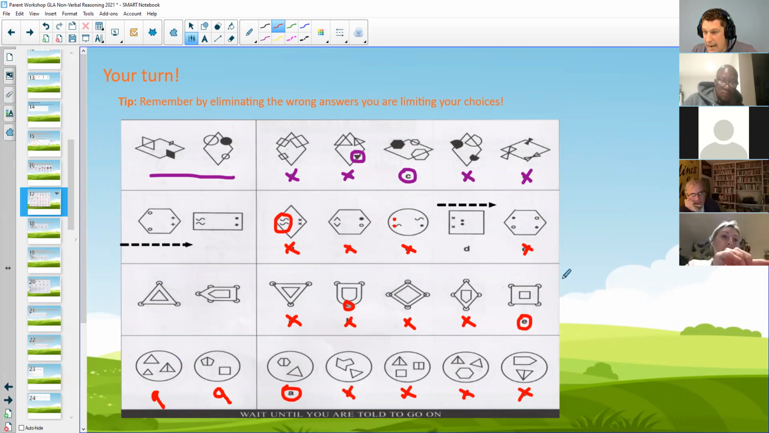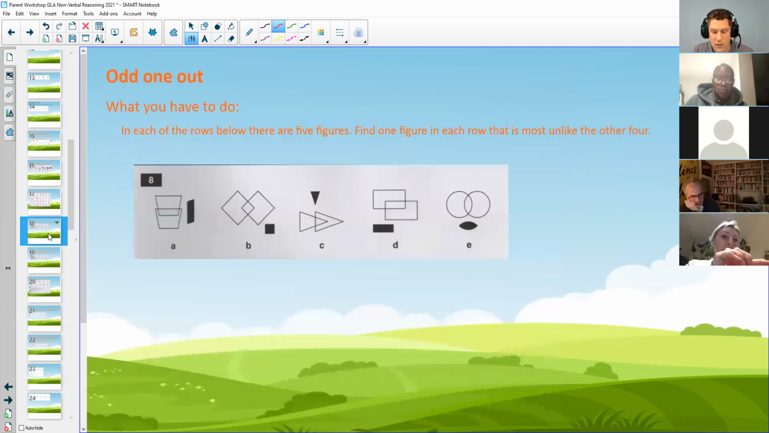So again, you can see each time we're applying a bit of a process to enable us to get to the answer. Let's move on now, I think, to another type of question, and we're going to look at odd one out. Now, this again is a very common question type within GL assessment. This is where they're given 5 shapes. One of them is different.